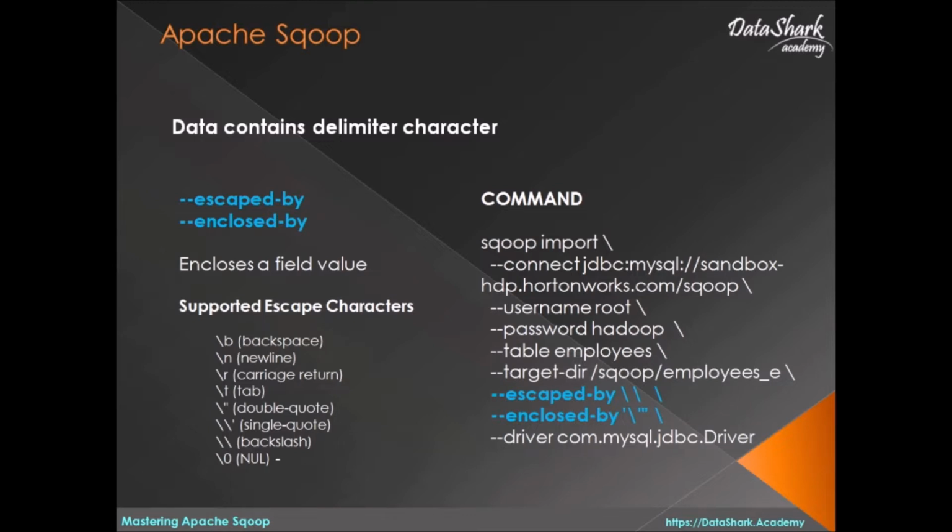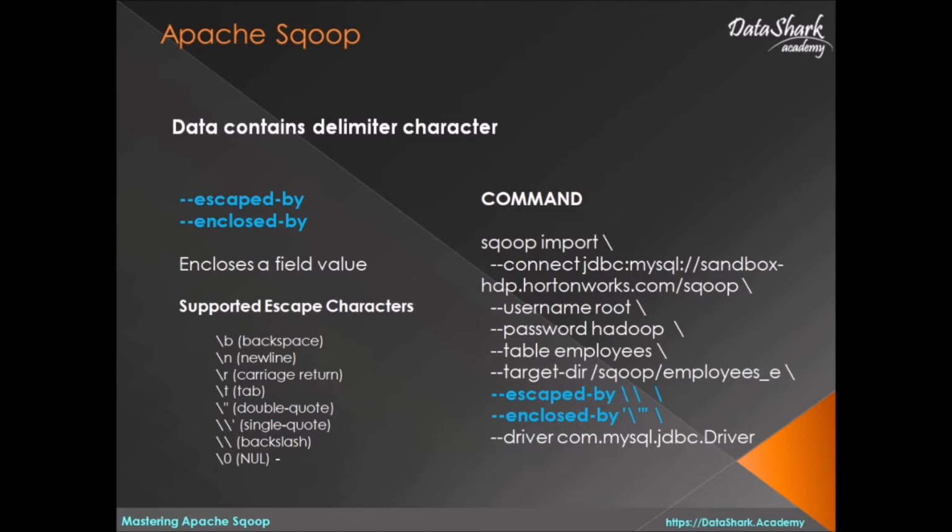Sqoop provides two directives for slightly different uses. The first one is the escaped-by directive, which is used to set the escape character for your data. It could be a forward or backward slash, based on which operating system was used to generate the data. The second directive is the enclosed-by directive, which encloses the value using the character set in the command.